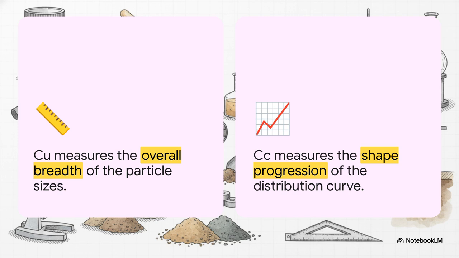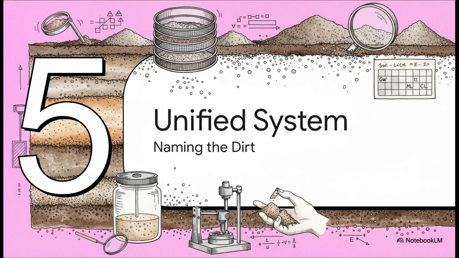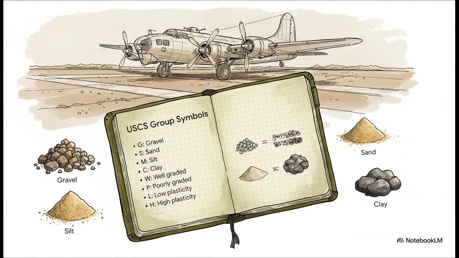All right, part 5, the unified soil classification system. Naming the dirt. The whole point of all this intense testing is to finally give the soil its official grade. For general engineering, we use the Unified Soil Classification System, or USCS. A fun fact here, Arthur Casagrande originally developed this system during World War II specifically for the Army Corps of Engineers, so they could quickly classify soil to build bomber airstrips.